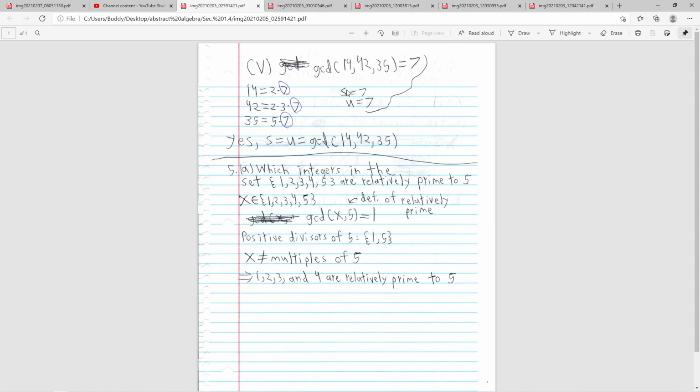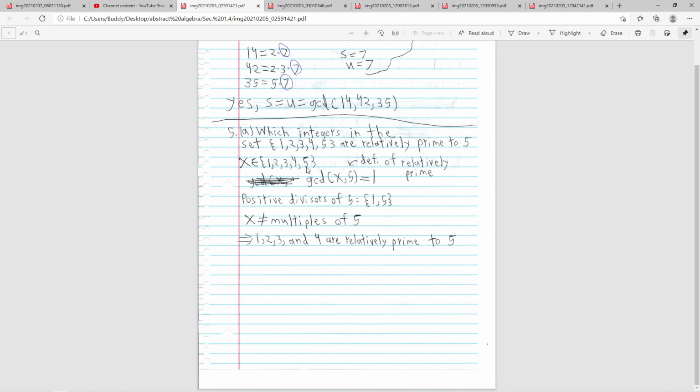Oh yeah, and S equals 7, U equals 7. So remember, we're trying to state that S equals U equals GCD of 14, 42, and 75. We're supposed to basically confirm or deny if it is, yes or no. And we just show that by doing this calculation real quick, because we already know S and U are each 7, and now it is 7.